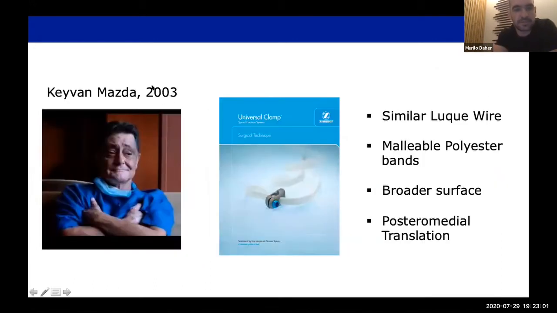In the beginning of the 2000s, Dr. Mazda introduced in Paris the idea of the universal clamp, a sublaminar band similar to loop wiring. It's a malleable polyester band with a broader surface, so it's more difficult to fracture the lamina when you are doing the translation. And the correction is a little bit different, as Dr. Sebastien commented. It's more a posterior medial translation than a cantilever maneuver of correction.